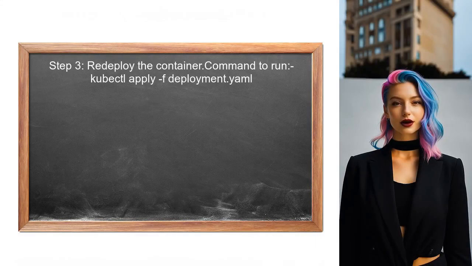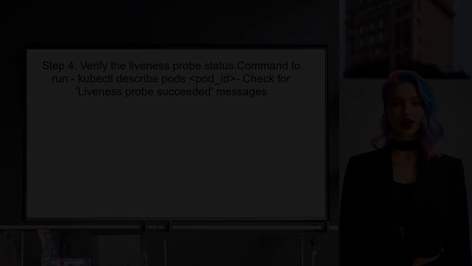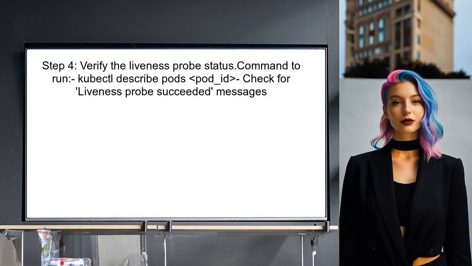After updating the liveness probe, the user should redeploy the container to apply the changes. This can be done using the kubectl apply command followed by the deployment configuration file. Finally, the user can verify if the liveness probe is functioning correctly by checking the pod status. This can be done using the kubectl describe pods command to see if the probe is passing.